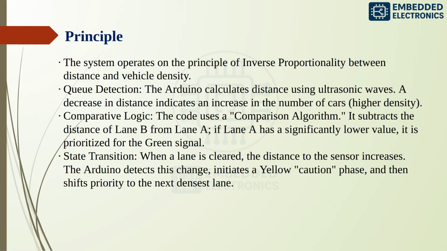The code uses a comparison algorithm. It subtracts the distance of lane B from lane A. If lane A has a significantly lower value, it is prioritized for the green signal. When a lane is cleared, the distance to the sensor increases. The Arduino detects this change, initiates a yellow caution phase and then shifts priority to the next densest lane.